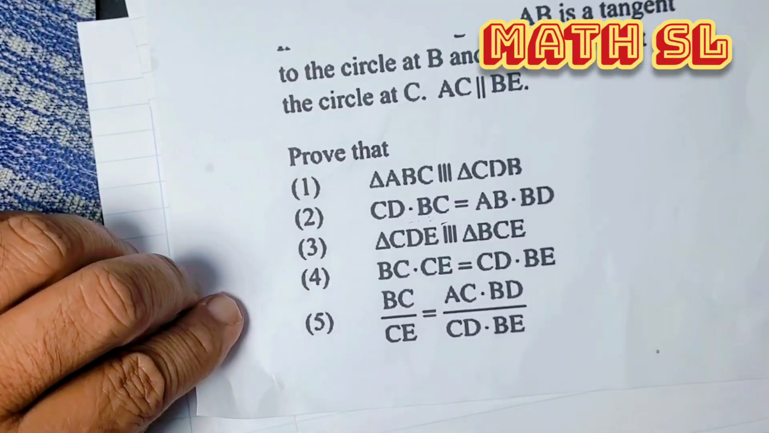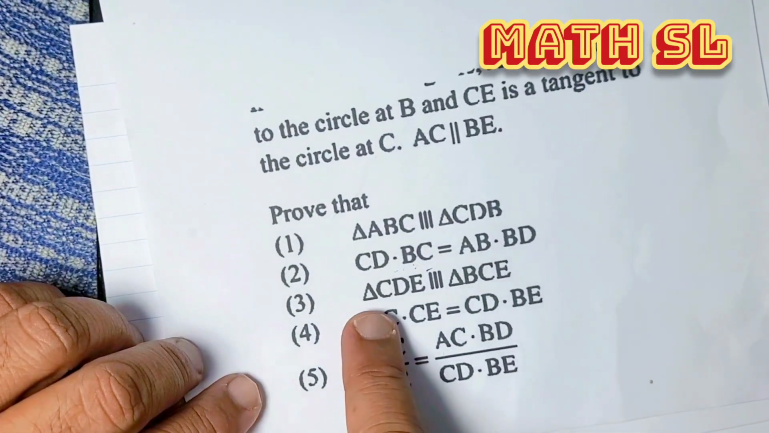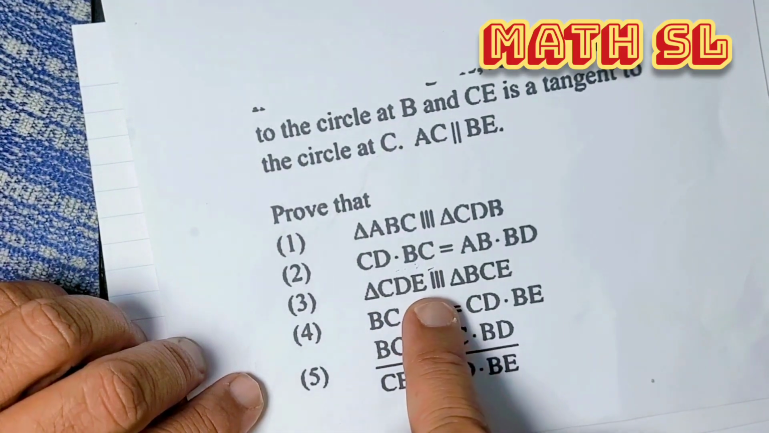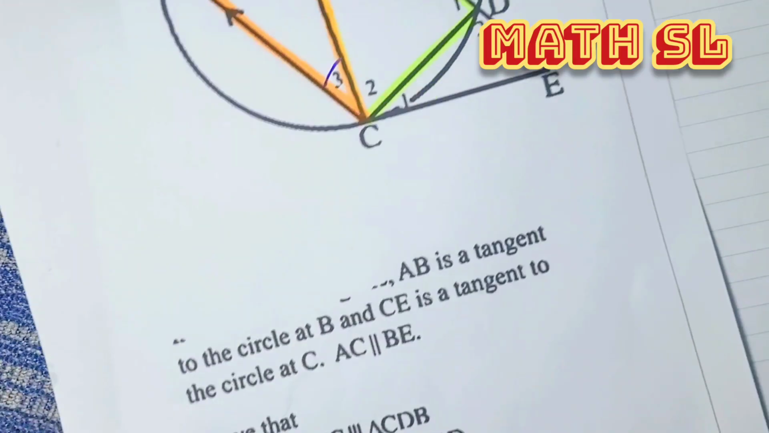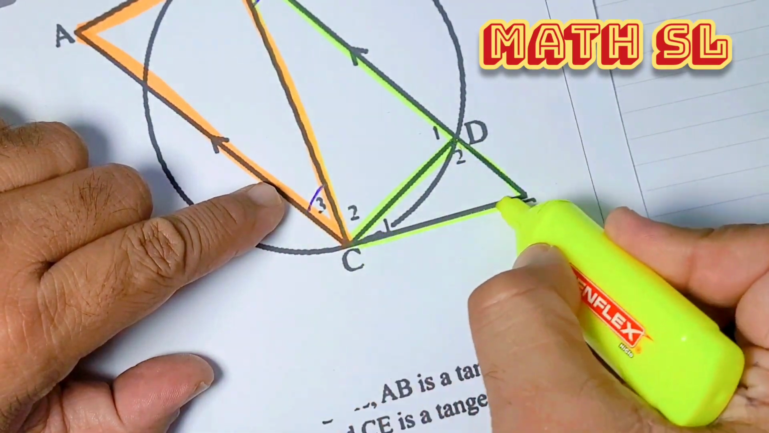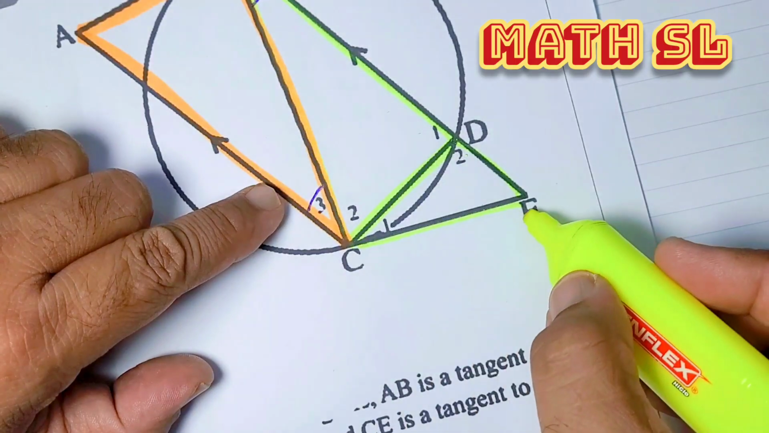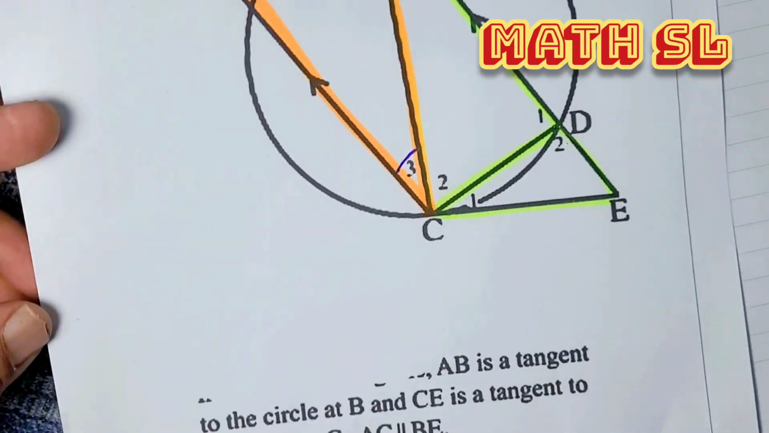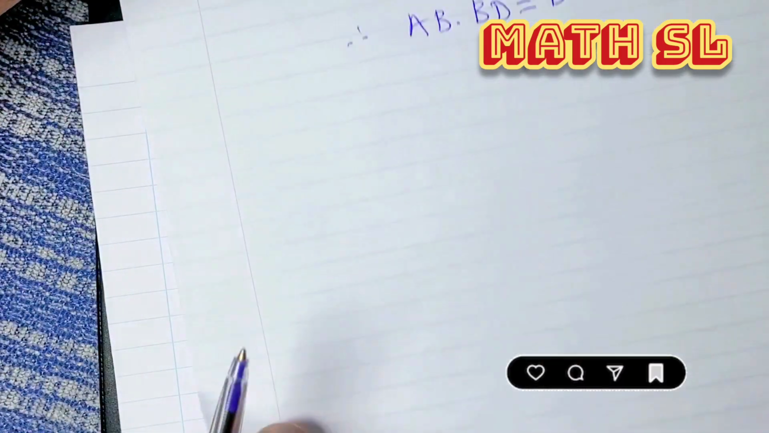So we're going to do now triangle CDE, we must prove it is similar to triangle BCE. So CDE is this one, and BCE is the major one, the big one. So we need to prove these two triangles are similar.